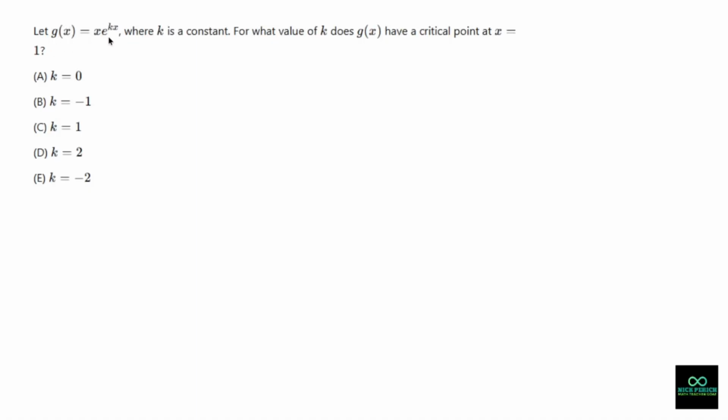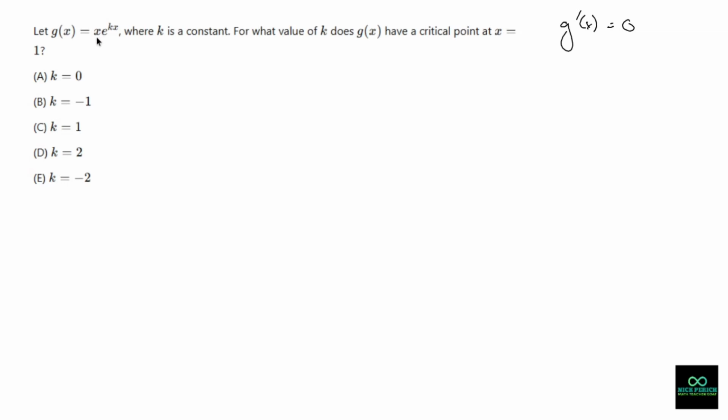Let g of x equals x times e to the kx, where k is a constant. For what value of k does g of x have a critical point at x equals 1? All right, so critical points exist when g prime of x is equal to 0. So that's what we need to deal with first.